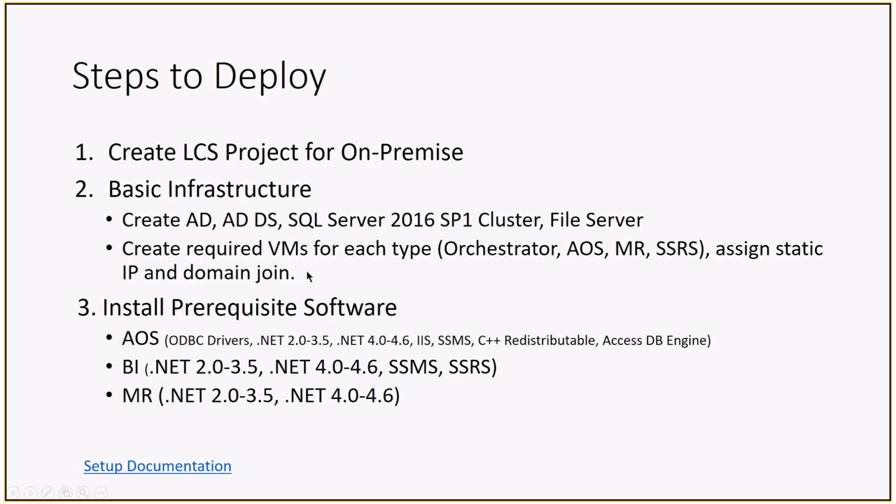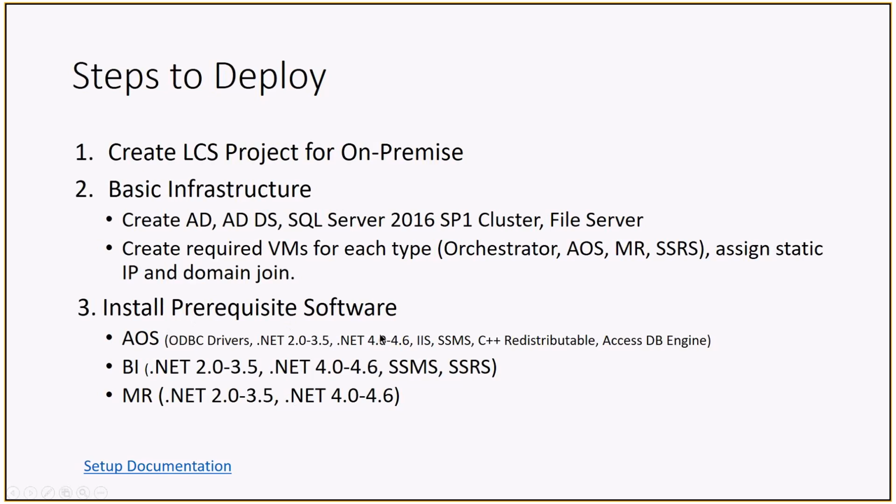Then for installing AX or Dynamics 365 for operations, you will need to create additional VMs or actual physical hardware for Orchestrator, AOS, Management Reporter, and SSRS. Assign static IPs to those, so you have valid IPs all the time, and then you will have to domain join those VMs. We do provide scripts for doing that, so you can use those scripts rather than manually clicking through the forms.